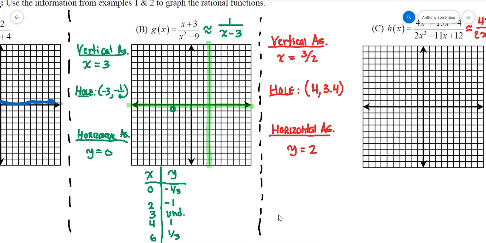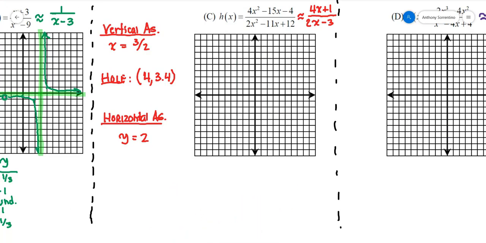2, -1 is about here, right there. 4, 1 is right here. And 6, 1/3 is about here. So my graph is going to look something like this. And again, I'm able to produce a pretty accurate picture without graphing everything, without having to plot a whole bunch of points. That's the whole gist of doing this.